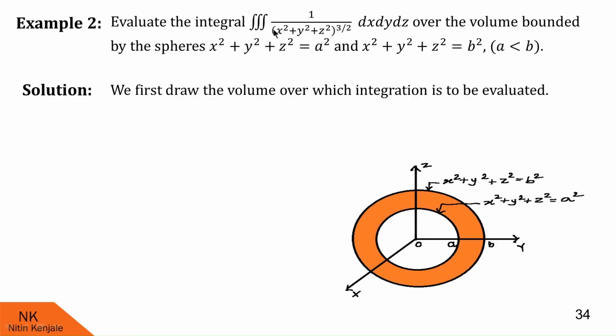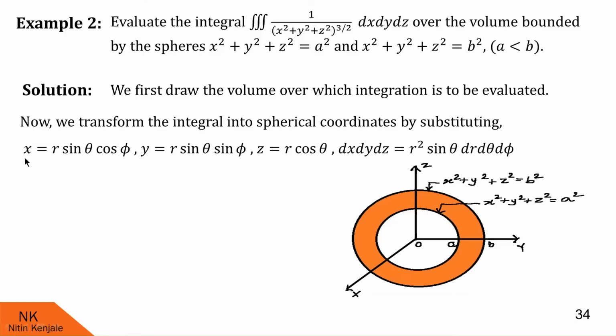Now let us transform this integral from Cartesian to spherical coordinates using the relation between Cartesian and spherical coordinates, which is x is equal to r sine theta cos phi, y is equal to r sine theta sin phi, and z is equal to r cos theta. We also know that the value of dx dy dz in terms of spherical coordinates is r square sine theta dr d theta d phi.